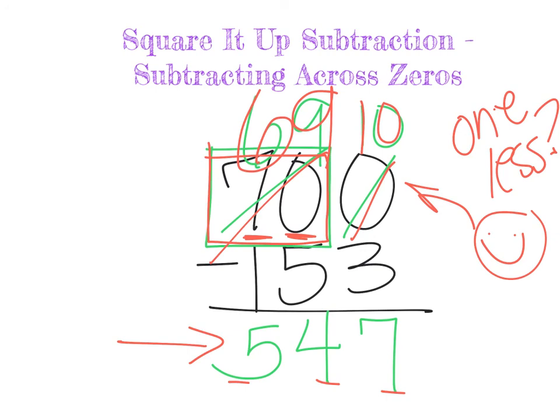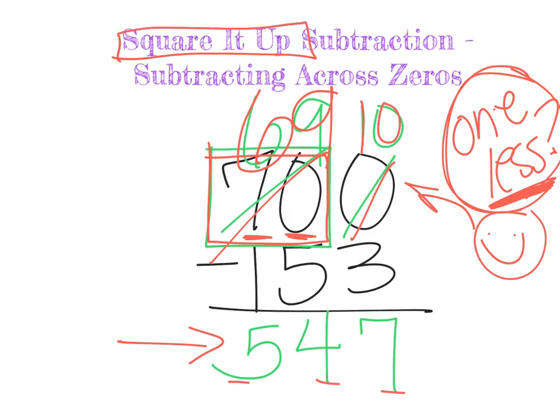I can't wait to see how you do subtracting across zeros. Remember, use the square it up. You will box all the numbers except the ones place. So remember that, guys. Box everything but the ones place and think to yourself, what is one less? Your ones place will always get a 10, but you have to think, what is one less in order for you to do the square it up subtraction method.